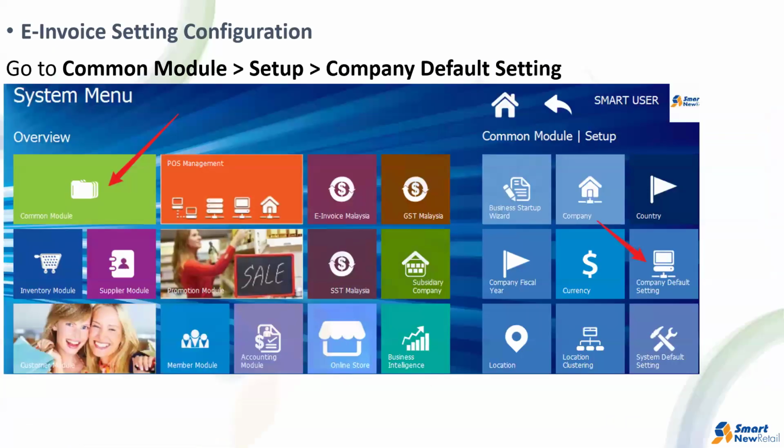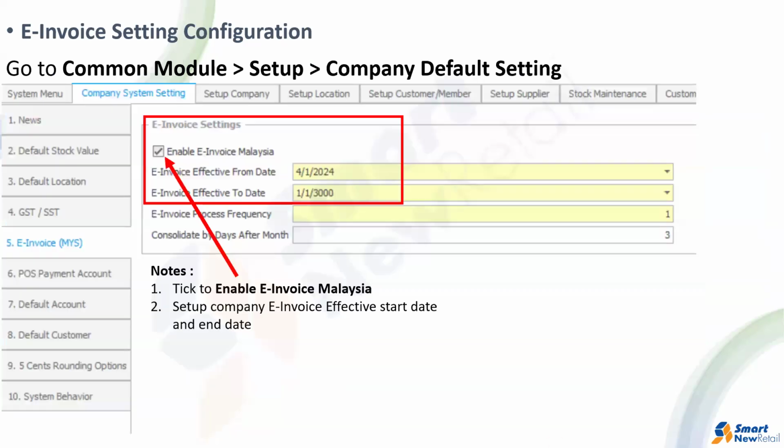Okay, so first things first, of course, we have to enable our e-invoice setting. Based on the screen, you can see that after you log in to Dynamo, you have to go to Common Module, go to Setup, and go to Company Default Setting. After that, you will open this company system setting. You can go to number 5, e-invoice, enable e-invoice Malaysia.